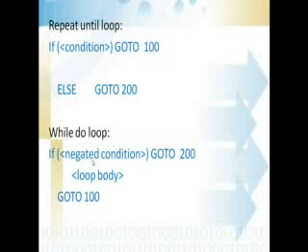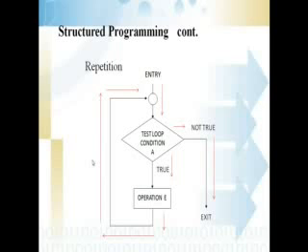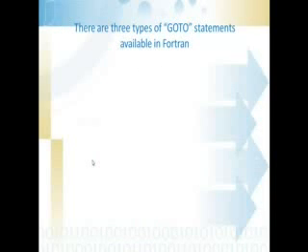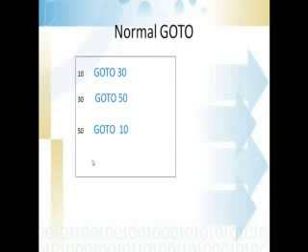Condition and by the aid of goto statements, while do loop is the same. This shows you the repetition programming structure. There are three kinds of goto statements available in Fortran: normal goto, computed goto, and assign goto.